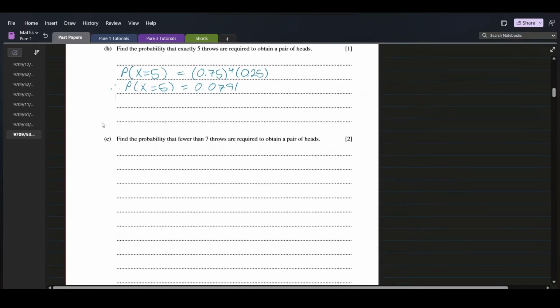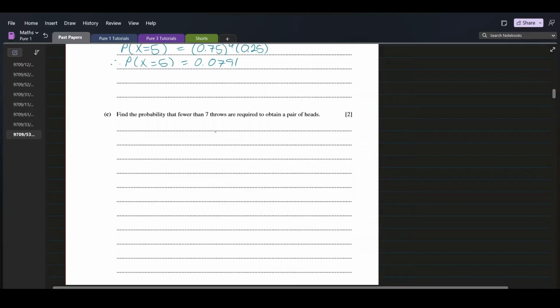Part C. Find the probability that fewer than 7 throws are required to obtain a pair of heads. So the probability that x is less than 7. Since this is a discrete distribution, we can then write this as less than or equal to 6. And this allows us to use the formula.